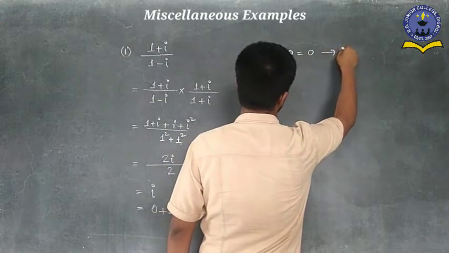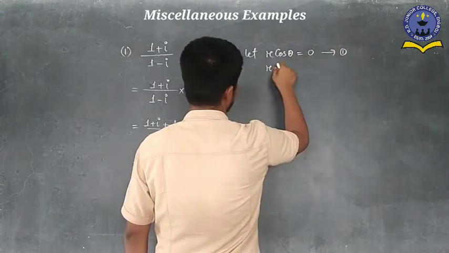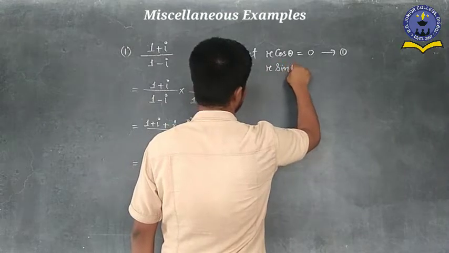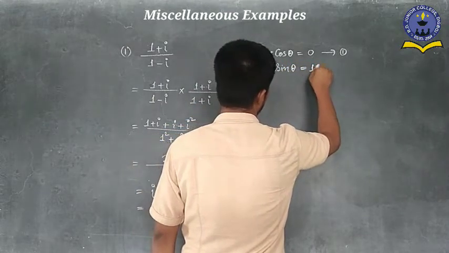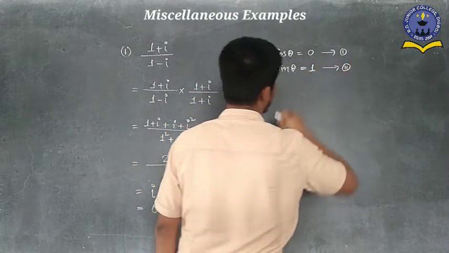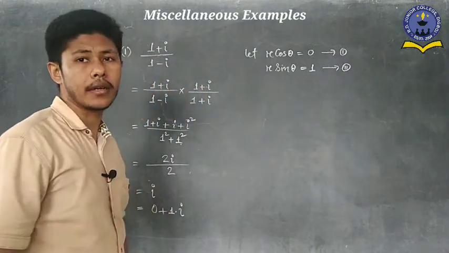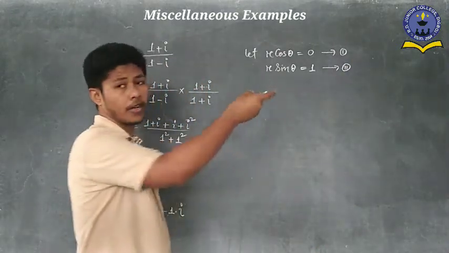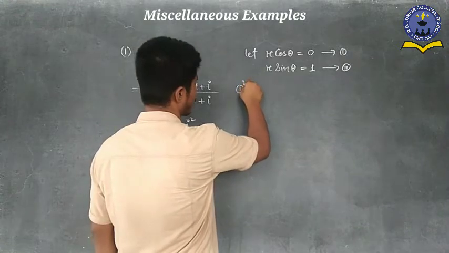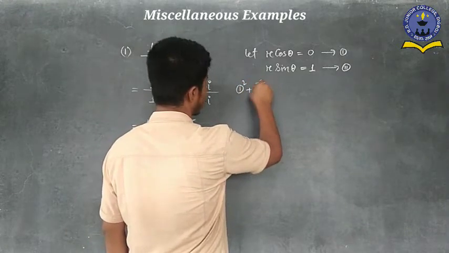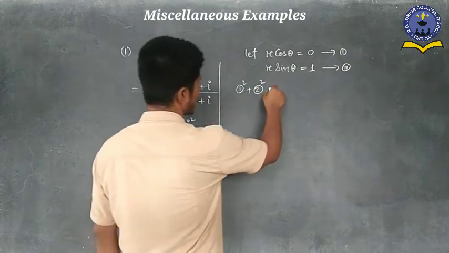We call this equation number 1, and for the imaginary part we write r sin theta equals 1, and this is equation number 2. Is it clear? After that, all of you know what to do: equation 1 squared plus equation 2 squared.